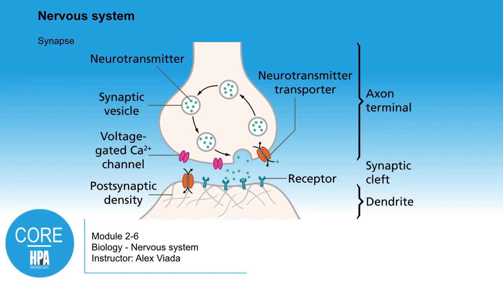So this signal transfers all the way down until it gets to the end of the axon, and rather than spitting out potassium and bringing in sodium, like all the rest of the neuron itself, it's spitting out neurotransmitters. Those neurotransmitters then travel across this synaptic cleft to a receptor in the dendrite in the next neuron, and then propagate the signal from there.